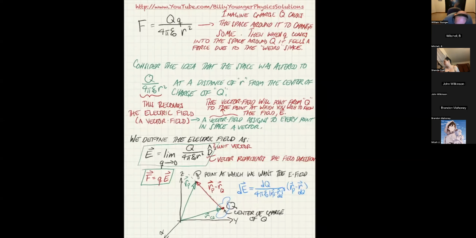And I will tell you that in general, dq will either be equal to lambda times dl. In other words, it's going to be a certain number of coulombs per meter times dl, which could be dy, dx, dz, dr, whatever. Or it could be sigma, which would be a number of coulombs per square meter times dA, or it could be rho, which would be a number of coulombs per cubic meter times dV. Okay, so that's generally the formula we'll use. I will make use of this next time.